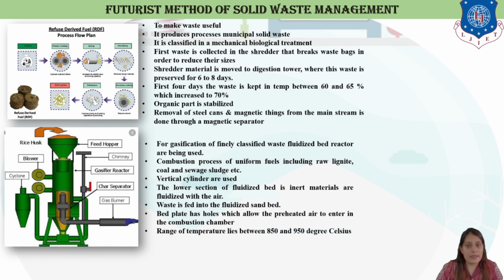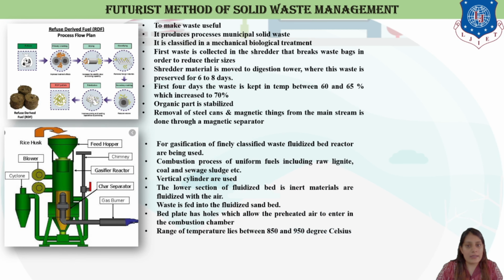Again, this is a machine in which solid waste is heated to a very high temperature. Let's see what happens. Basically, for gasification of finely classified waste, fluidized bed reactors are used. It is used for the combustion process of uniform fuels including raw lignite, coal and sewage sludge. Vertical cylinders are used. You can see the lower section of the bed, where inert material is fluidized with air. Waste is fed into the fluidized sand bed. The bed plate has holes which allow preheated air to enter the combustion chamber.